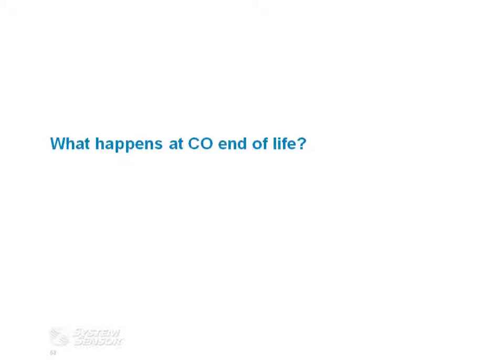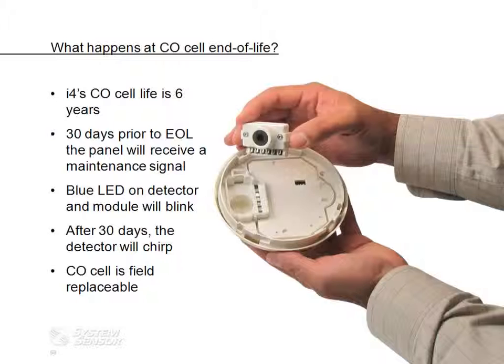The last FAQ I have is, again, touching on what happens at CO end of life. This is pretty straightforward. The life of the CO cell is 6 years. 30 days prior to that end of life, we will send the panel a maintenance signal, and the blue LED on the detector and the module will blink, indicating that the detector needs service. After 30 days, if the detector has not been serviced, it will start to chirp.